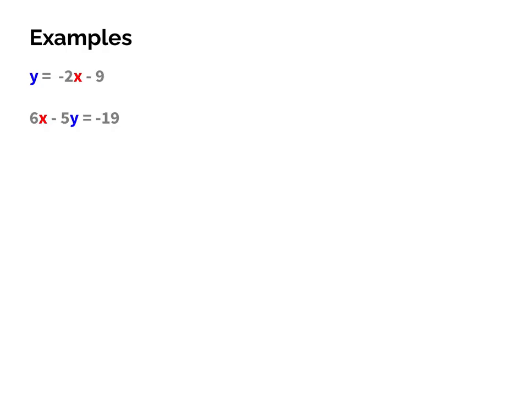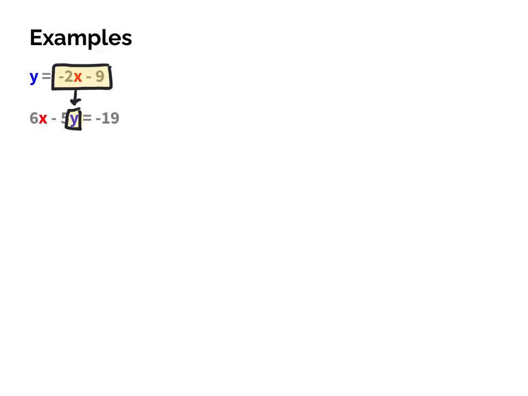So here I have y equals negative 2x minus 9 and 6x minus 5y equals negative 19. First thing we'll look for is, do I have an equation that says x equals or y equals? You'll notice the first equation says y equals negative 2x minus 9. So I'm going to take this chunk right here. It's an expression, and because it says y equals, I can take that expression and plug it into my second equation where I see y. I'm going to substitute that in.